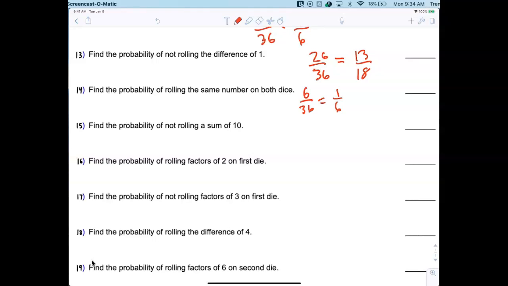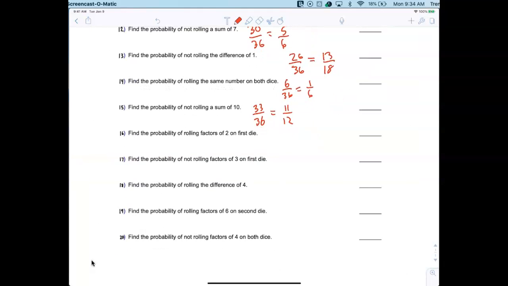You should be able to tell me now, what's the next one? Not rolling a sum of 10. The probability of not rolling a 10. So let's count the ones that are 10s. How many of them are 10s? Does everybody agree there are 3? If you're not sure, look at it: there's 6 and 4, 5 and 5, 4 and 6. So there's 3 out of 36 that are 10s, which makes what? 33 out of 36 that are not, which reduces to what? 11 out of 12.